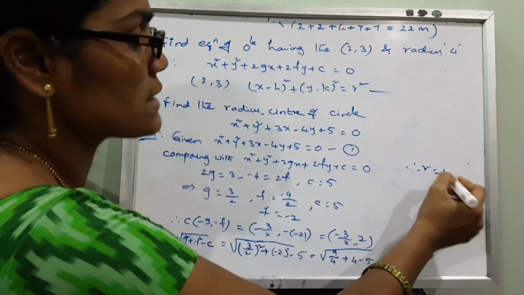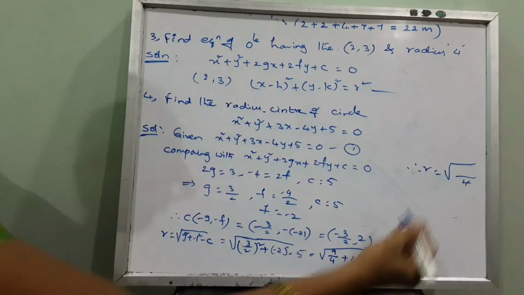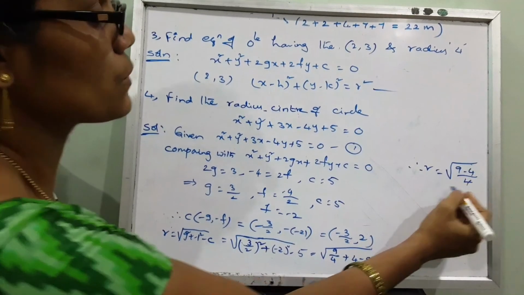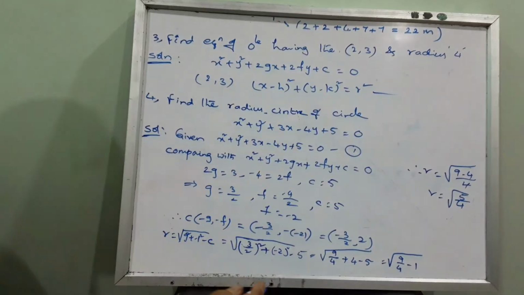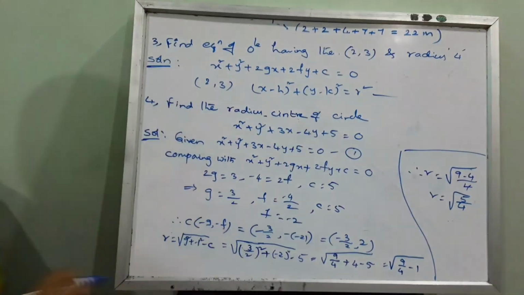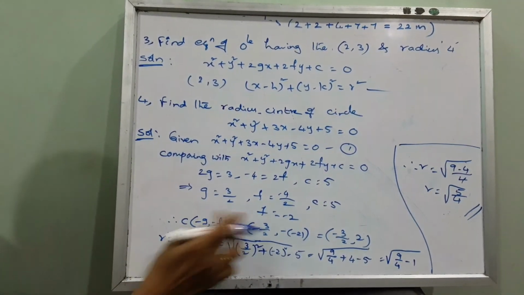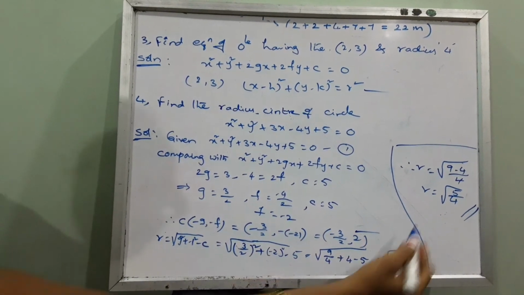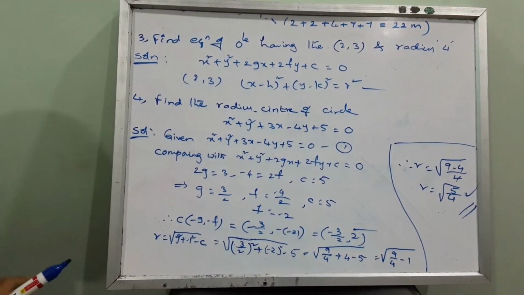Therefore, radius is equal to under root, here take the LCM, which is 4: 9 minus 4, which is 5, by 4. This is the required radius of the circle. Here the center is minus 3 by 2 comma 2 and the radius is root 5 by 4. Thank you.